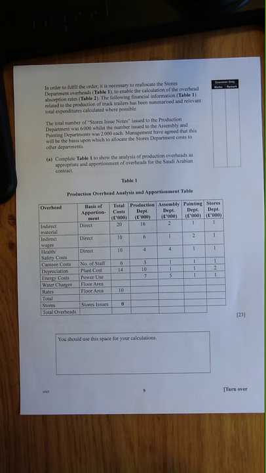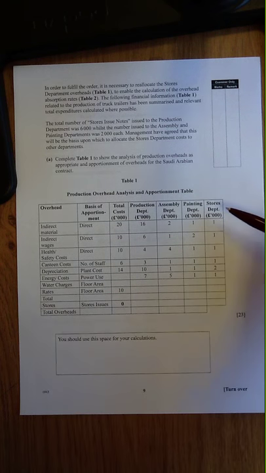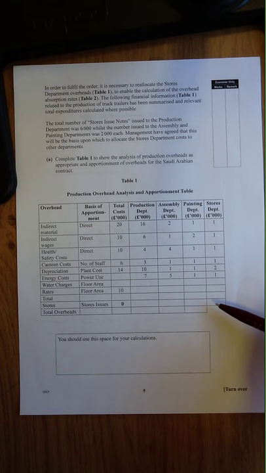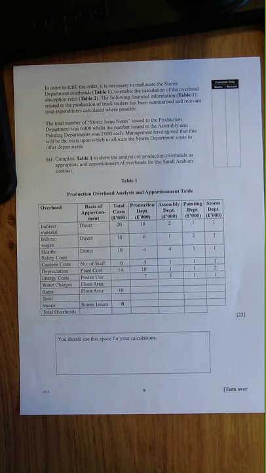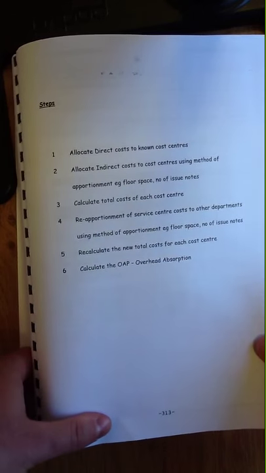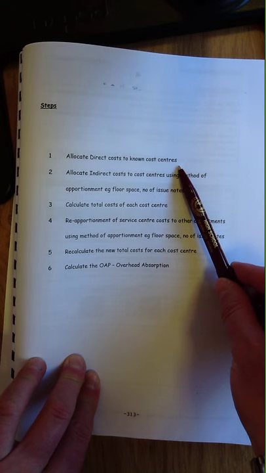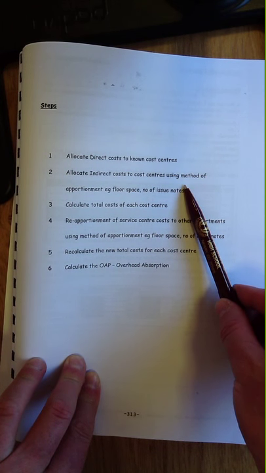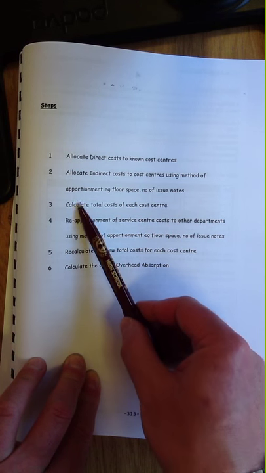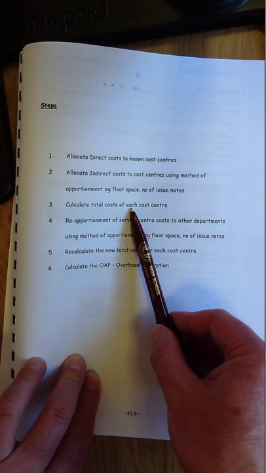Now, in your book, I give you a number of steps. You need to learn these steps because whenever you're given a question, it will be semi-completed. You need to know which steps have been completed and which steps have not, i.e. where you start. In your textbook or workbook, you have each of the steps, step 1 to 6. Step 1 is where you allocate the direct costs. Step 2 is where you allocate the indirect costs using a method of apportionment. Step 3 is where you calculate the total costs.